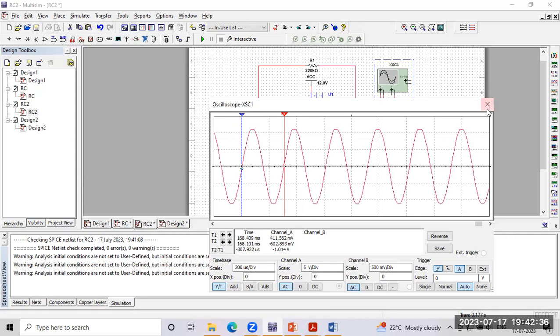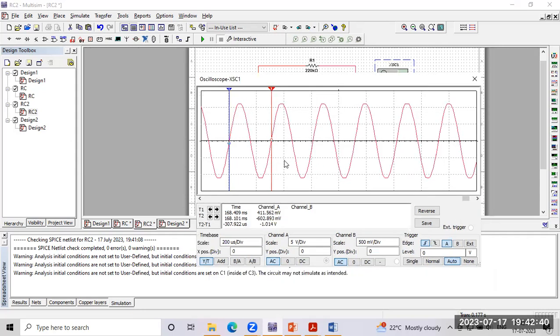Here, one thing we need to observe: we should measure the time, and then it should be converted to frequency. That is the main agenda.